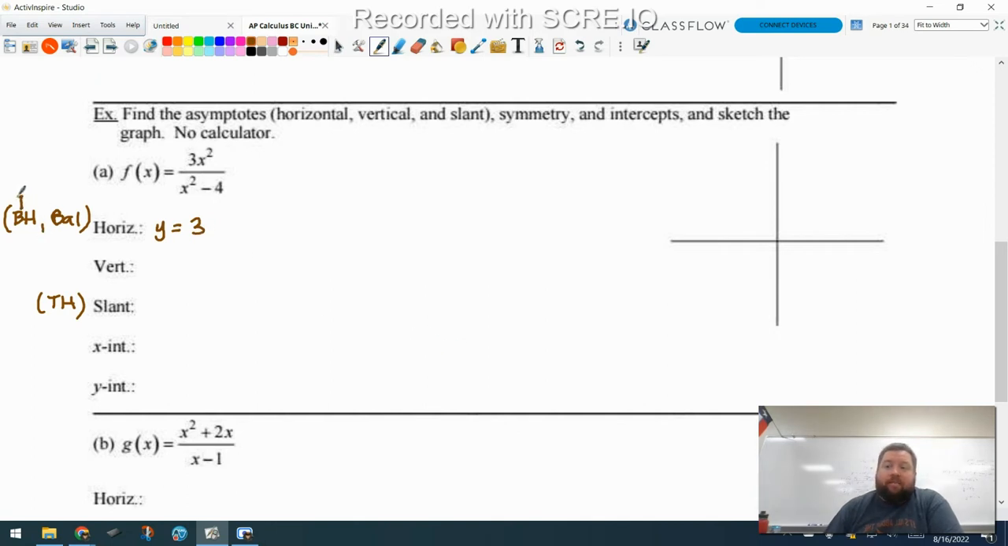Okay, if it's bottom heavy, that's automatically y equals 0 every time. All right, and then if it's top heavy, we'll see an example right down here for that. All right, vertical asymptotes come from your denominator.